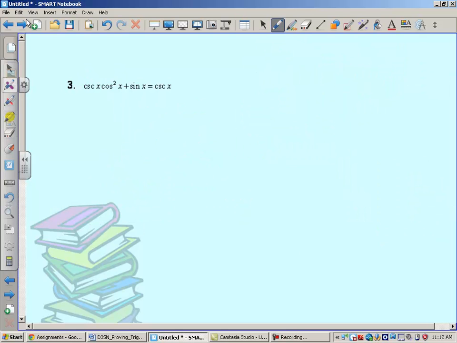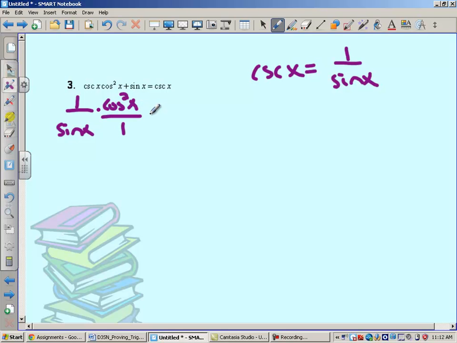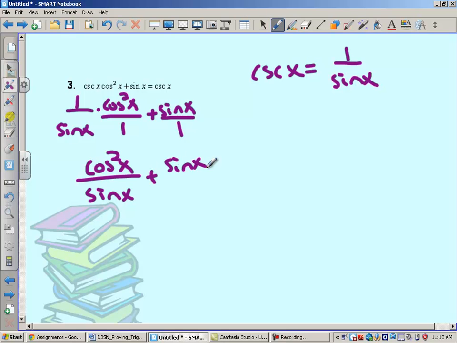Alright, so let's go on to the next example here. The left-hand side is the most complicated side, and I'm just going to use a simple substitution here for cosecant. We know that cosecant x is equal to 1 over sine x. So this is 1 over sine x times cosine squared x over 1 plus sine x over 1. And that simplifies to cosine squared x over sine x plus sine x over 1. Of course, we talked about this. You multiply fractions. It's the top times the top and the bottom times the bottom.